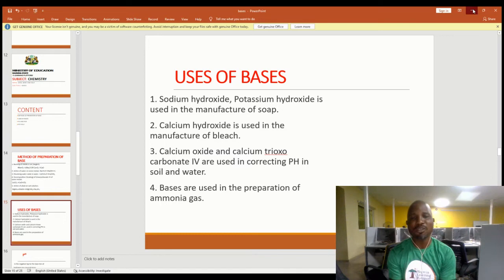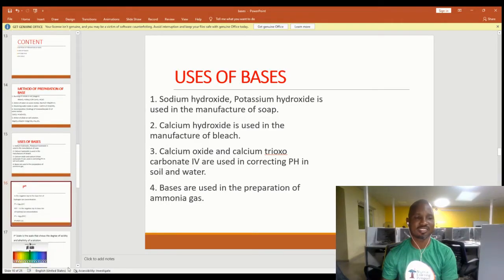My wonderful students, calcium hydroxide is used in the manufacturing of bleach. Calcium oxide and calcium trioxocarbonate(IV) are used in correcting pH in soil and water. When a soil or water solution is too acidic, when you add calcium hydroxide, you will call it liming, either post-liming or pre-liming, as the case may be in treatment of water. Bases are also used in the preparation of ammonia gas. In the just concluded lesson, we saw how bases can react with ammonium salt to liberate ammonia gas. These are some of the uses of bases.